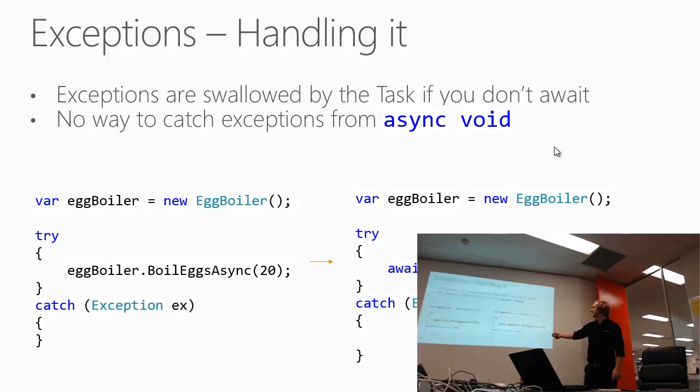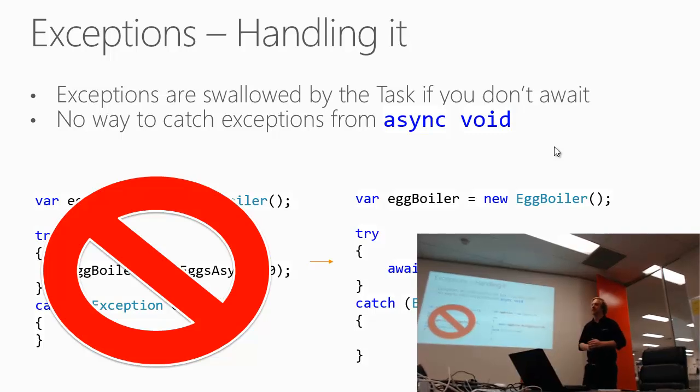What this will do is that if there's an exception in here and we await that, that's going to throw the exception back on the caller. So we can catch that here and actually handle the exception in a correct manner. So don't do fire and forget.